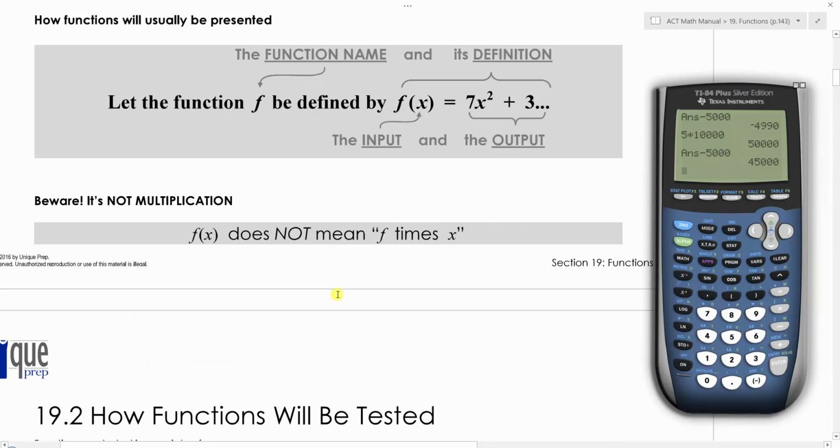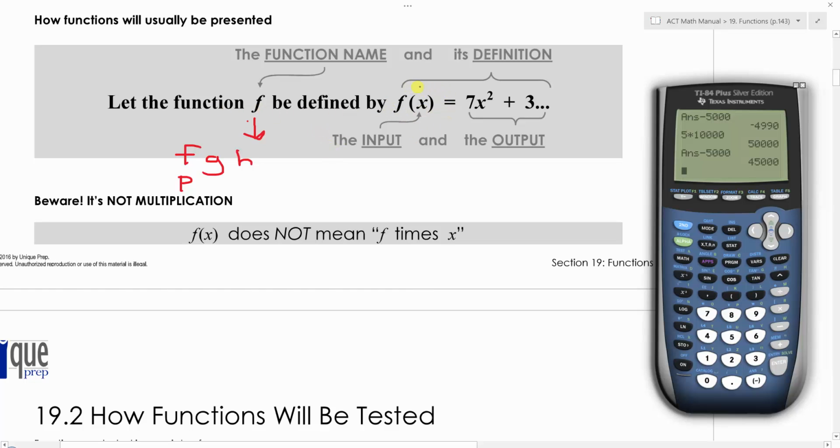Now, how will functions usually be presented? They will usually be presented, again, with those three parts we just discussed. You will usually get the function name, and by the way, they can use any letter for a function name. The most common are F, G, and H, but again, if you get a question that's discussing profit, you might see something like a capital P representing a function. So the function will be represented by whatever letter ACT chooses, because that actually is not a variable.